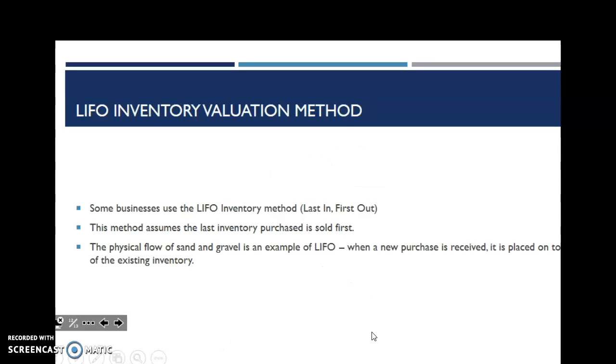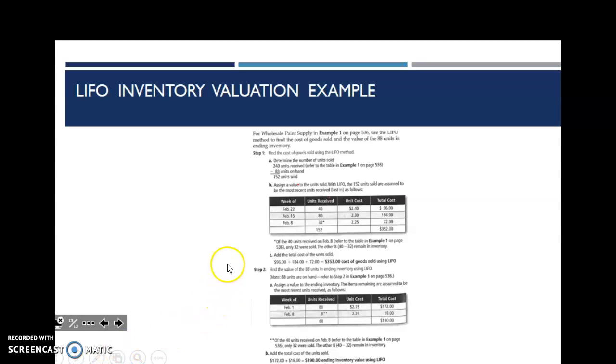Now the last valuation method is called LIFO, and it is last in, first out. Some businesses use this, and the last inventory purchased is sold first. For example, the physical flow of sand and gravel is an example of LIFO. When a new purchase is received, it's placed on top of the existing inventory, so you are using what you received last first. And here is the way to calculate that inventory.